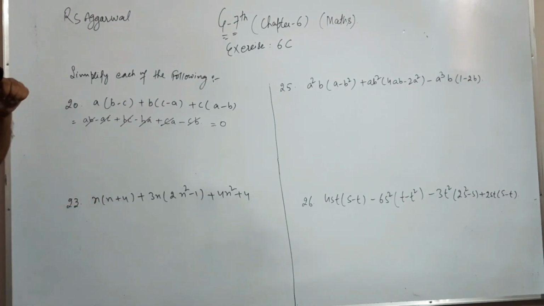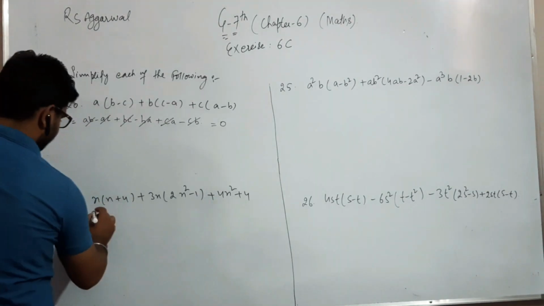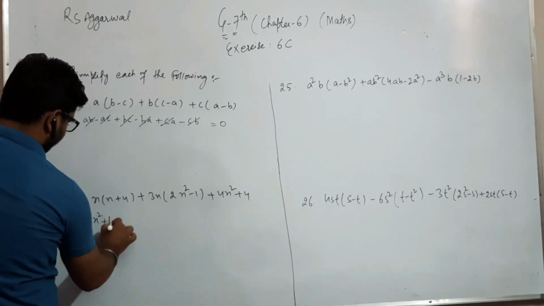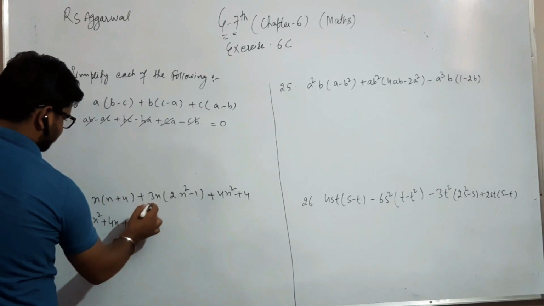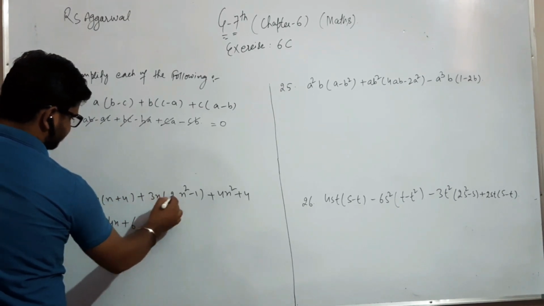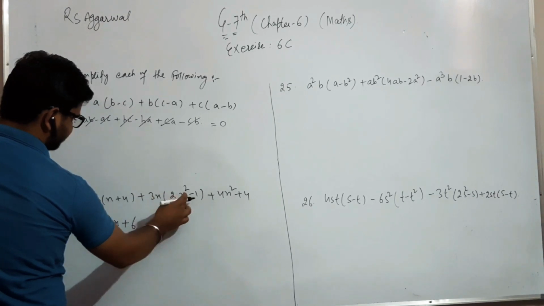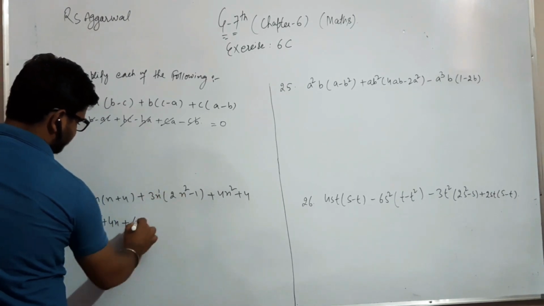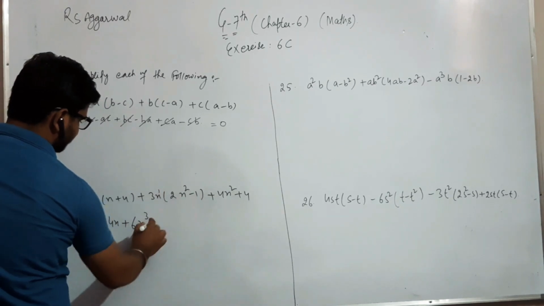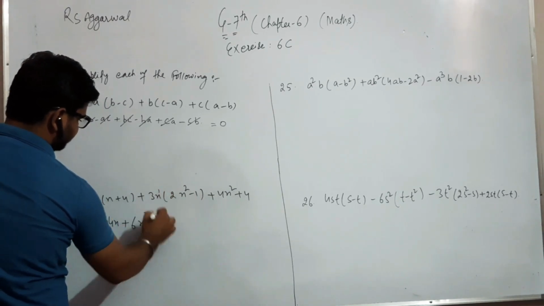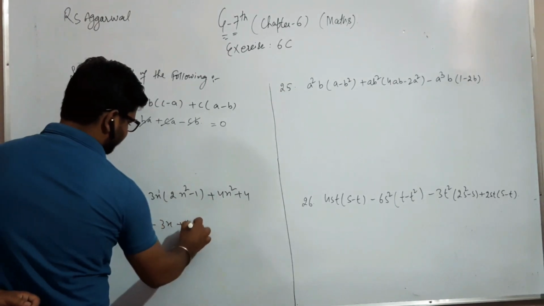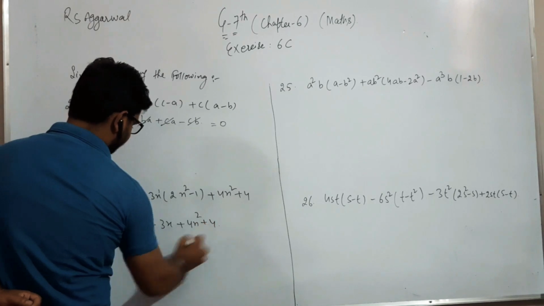Next, question number 23. First we multiply the x with x, so it is x raised to power 2, plus x with 4x multiply, then 3x is multiplied with 2, first 3 times 2 is 6, then x is multiplied with x raised to power 2, so it is x raised to power 3. 3x is multiplied with minus 1, so plus times minus gives minus sign, then 3x. Okay, and the next 4x squared plus 4 is left.